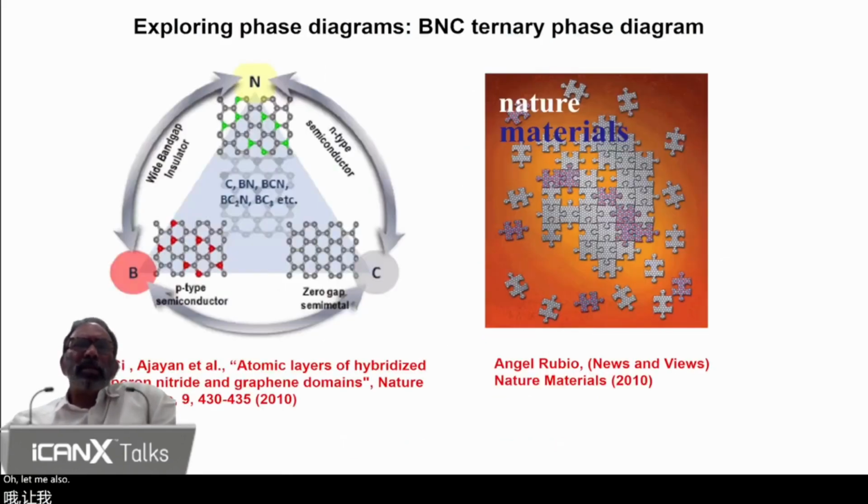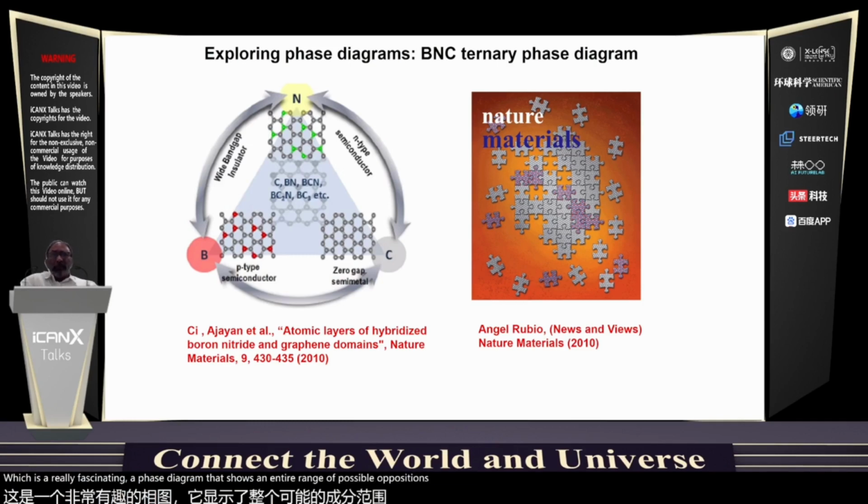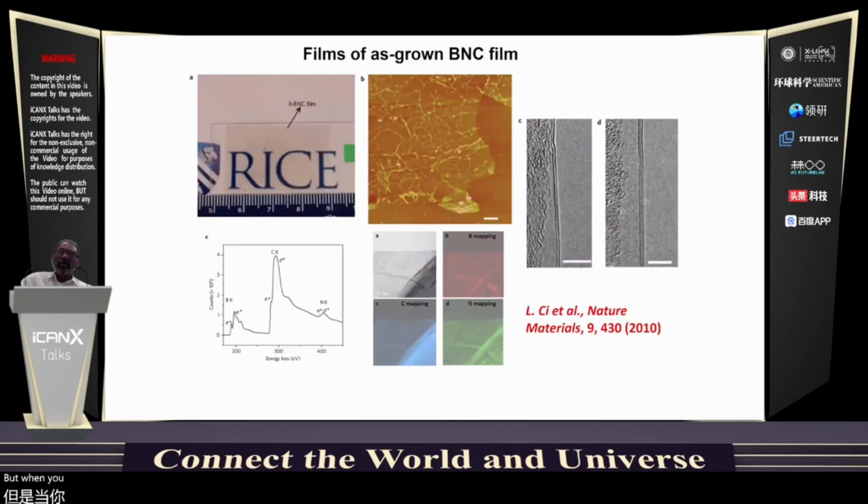Now, let me also mention this whole idea of phase diagram approach in creating interesting 2D materials. And I'll give you two examples. One is this boron nitrogen carbon system, which is a really fascinating phase diagram that shows an entire range of possible compositions. And we have been very interested in this phase diagram. We already know that materials like carbon and boron nitride have been very, very useful. But when you look at these three-component systems with boron, nitrogen, and carbon, we have seen that there are some issues of creating these thermodynamic phases of B, N, and C.